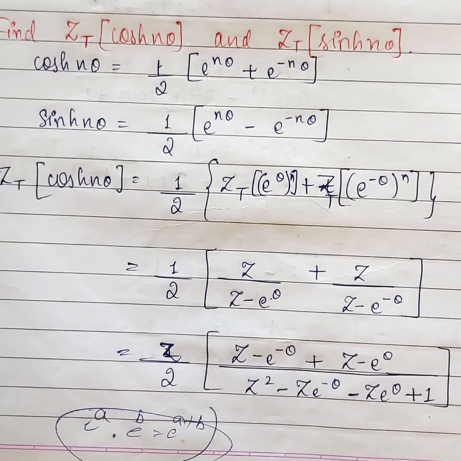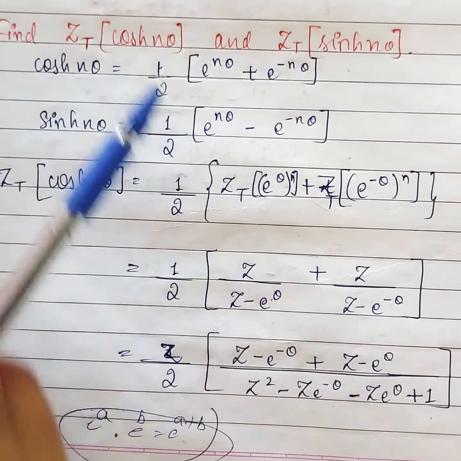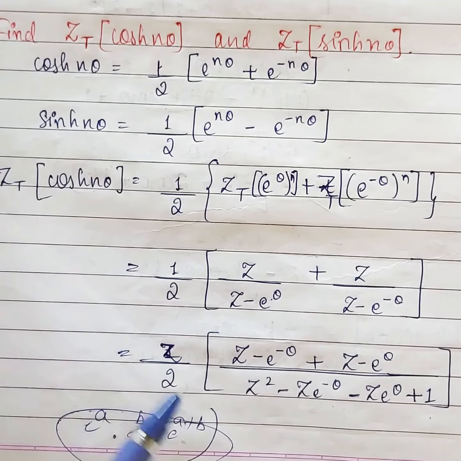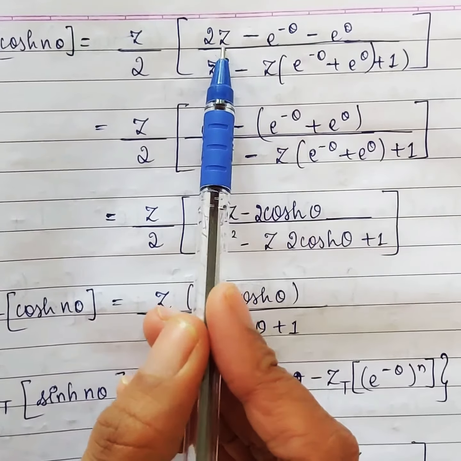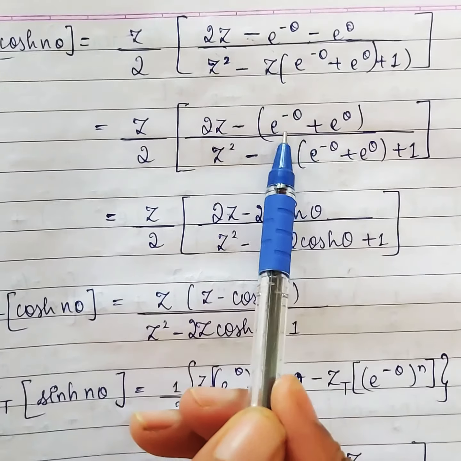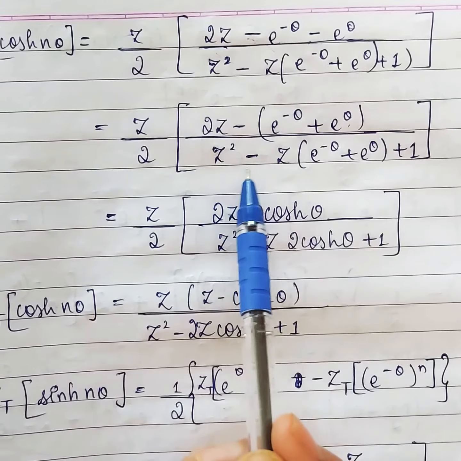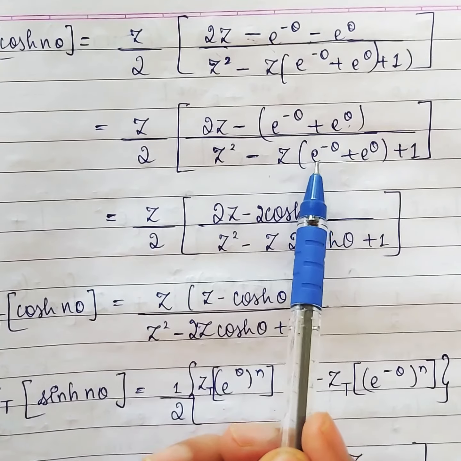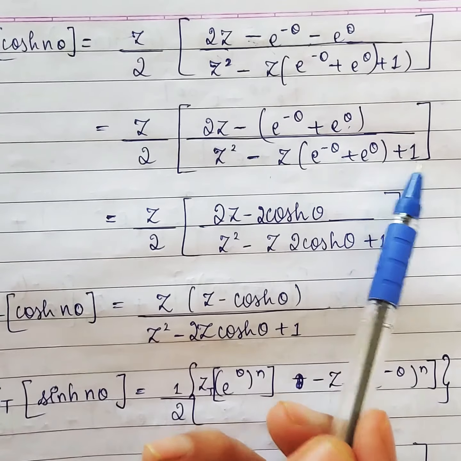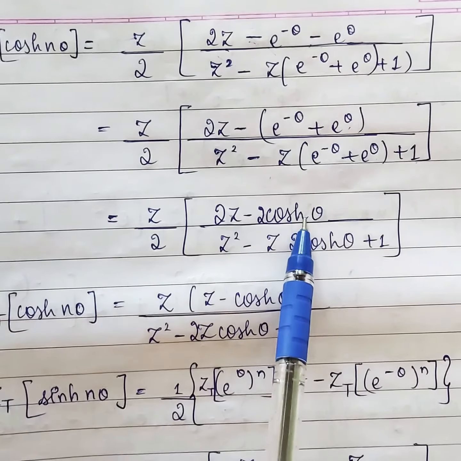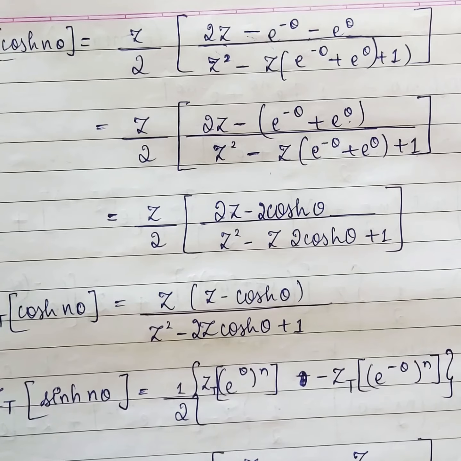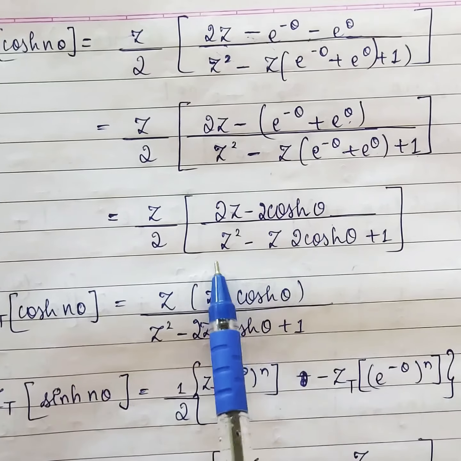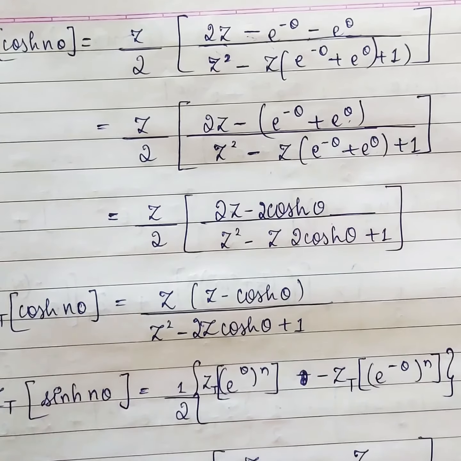Now we have to simplify these terms. Now this is the answer, but I want the answer in terms of hyperbolic function. So again we are going to simplify. So z plus z we have 2z, and in the denominator we can take minus z common from two terms, e power minus theta plus e power theta, plus 1. So this is nothing but 2 cosh theta. In terms of hyperbolic, what we started from is cosh n theta, so here n is equal to 1, so 2 cosh theta divided by z square minus z 2 cosh theta plus 1.